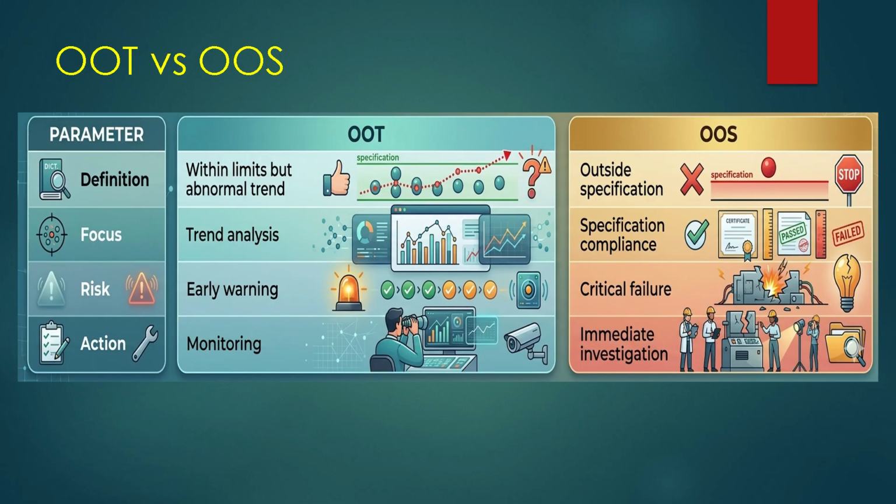The risk associated with these categories varies in urgency. OOT serves as an early warning system, flagging potential issues that could lead to future problems. Because of this, the required action is monitoring to understand the shift in the data to prevent future OOS. On the other hand, OOS represents a critical failure, meaning the product may be unsafe or ineffective. This necessitates an immediate investigation to determine the root cause and decide on the disposition of the affected batch.